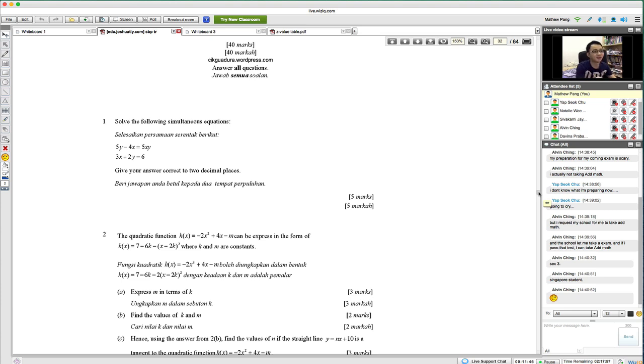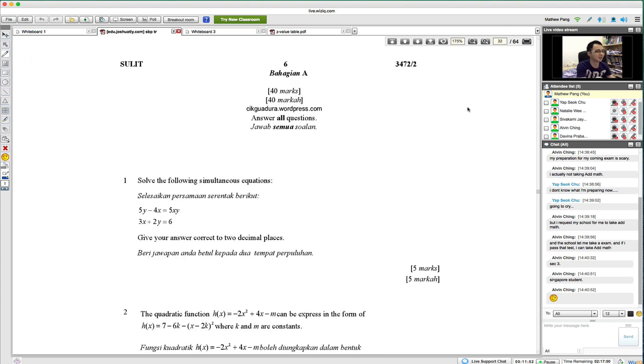Okay, so the first one is basically just a simultaneous equation question. For this one, I think it's quite easy.